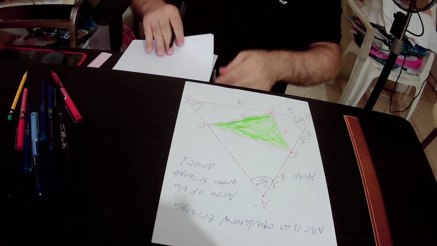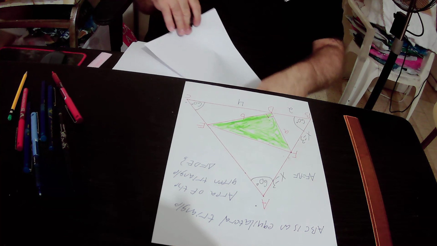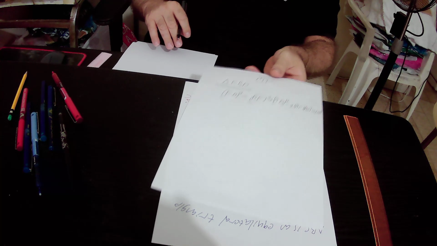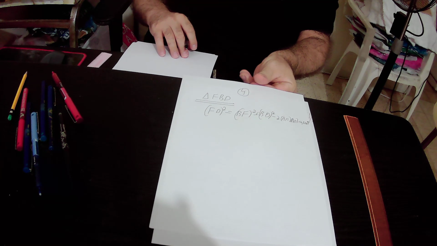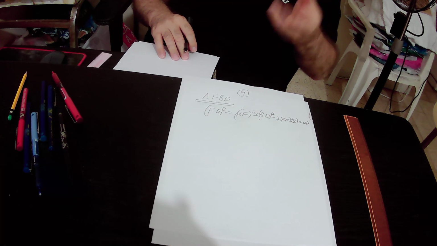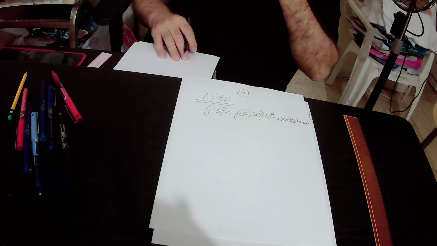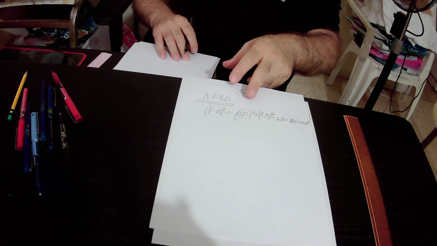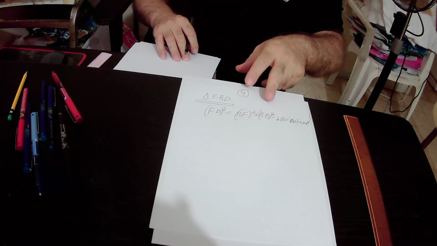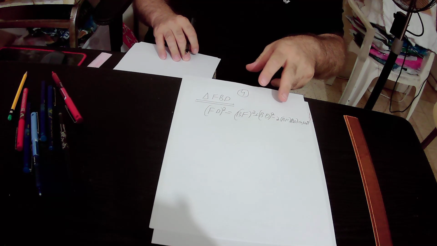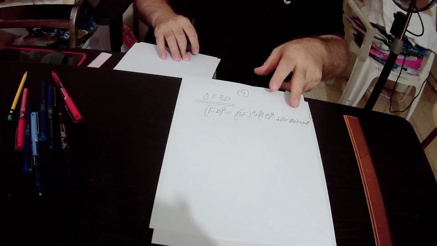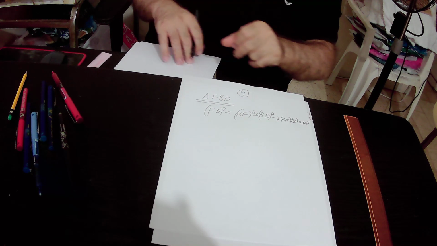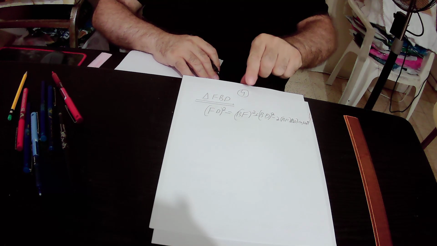Okay, so in triangle FBD, the implementation of the law of cosines is that FD square equals FB square plus BD square minus 2 times BF times BD times cosine 60 degrees. Okay?